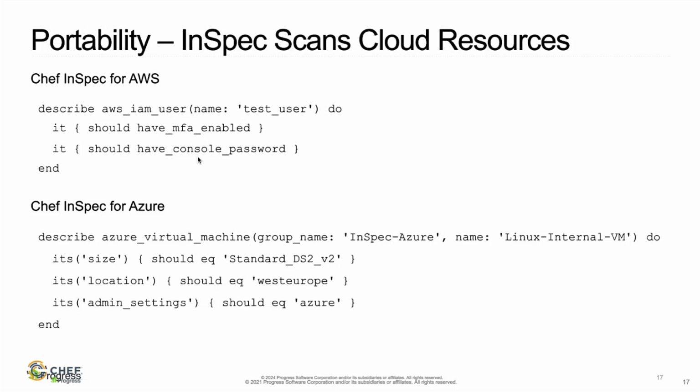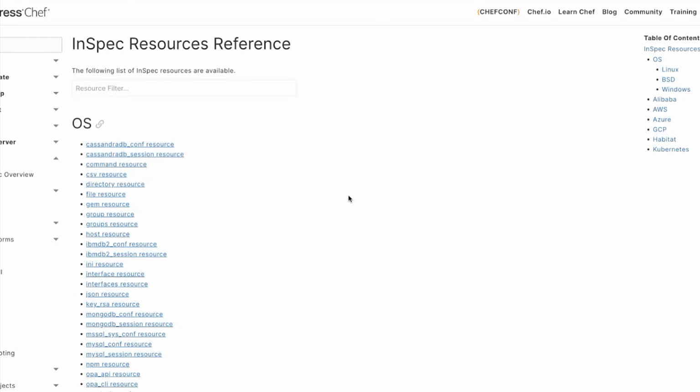This is a basic functionality. With respect to Azure, using Azure Virtual Machine resources, they are checking for the location, the size, and the admin settings. And you can leverage the 500 plus resources written with respect to OS.